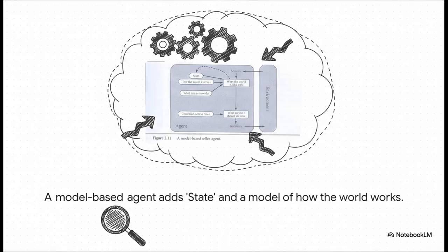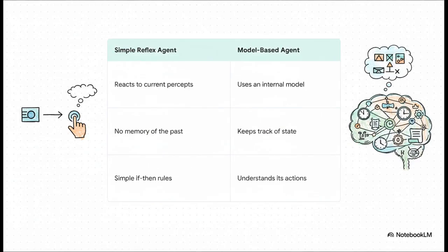And this is how we actually do it. Check out the new components in this diagram. See, we've added a box for state, one for how the world evolves, and another one for what my actions do. All of a sudden, our agent has this internal model of how it thinks the world works. This upgrade, going from a simple reflex agent to a model-based one, is a massive leap. We go from just reacting to what's happening right now to actually maintaining an internal understanding of the world. It can now reason about things it can't even see at this moment, all based on what it remembers.